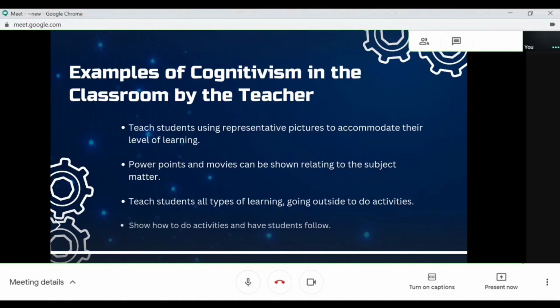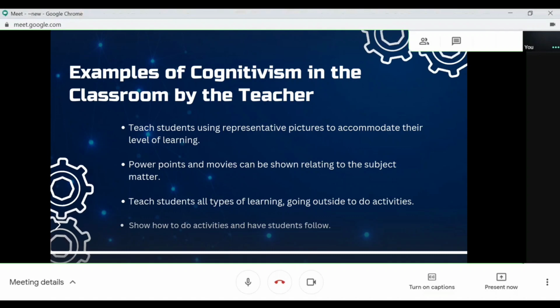So these are the examples of cognitivism in the classroom by the teacher. The first one is teach students using representative pictures to accommodate their level of learning. So the use of images in the classroom has led to increased student interactivity and discussion. Teaching with images can also help develop the students' visual literacy skills, which contributes to their overall critical thinking skills and lifelong learning.